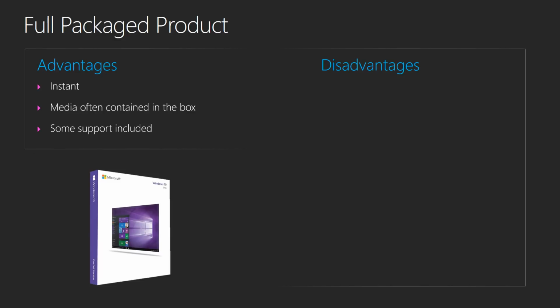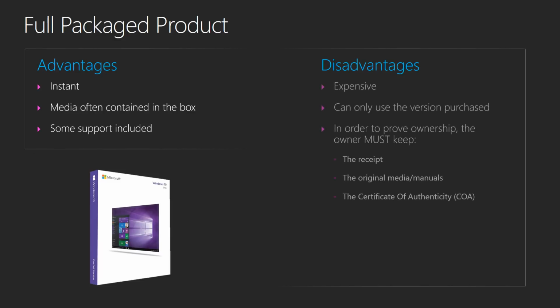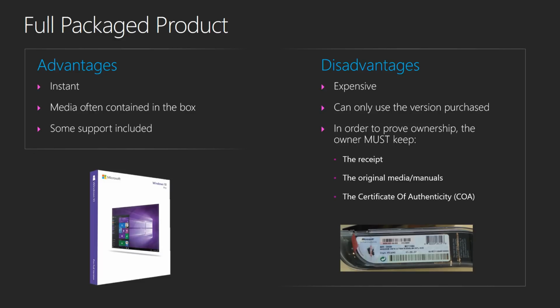But what about the disadvantages for businesses who purchase FPP? First of all, it's the most expensive way to buy a license because it's not taking into account any volume discounts. Secondly, you can only use the actual version purchased. And then finally, from a software asset management point of view, in order to prove ownership, you must keep the receipt, the original media and manuals, and the certificate of authenticity, that's the COA, which is that hologram sticker on the side of the box.